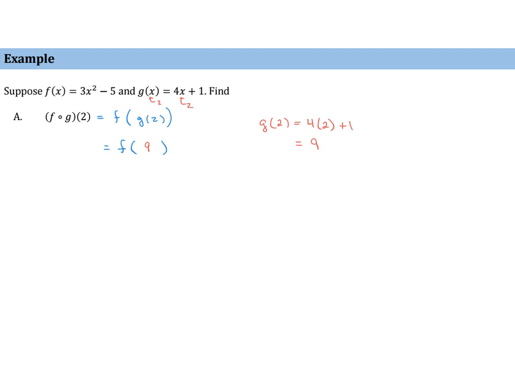Now we find f of 9. That means that everywhere we see x, we're going to put in 9 into the function f. So f of 9 will be 3 times our 9 squared minus 5. So that will be 3 times 81 minus 5. So that will yield 243 minus 5, which is 238.